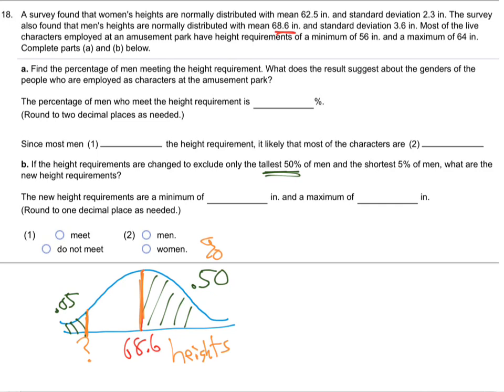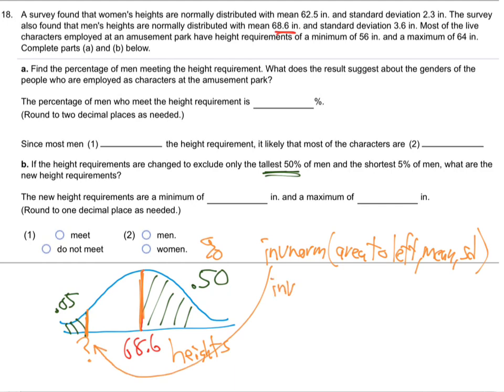So they want to know what are the heights, in inches, for the outfits. So yes, it's inverse norm. Inverse norm always means area to the left, comma mean, comma standard deviation. You know it quite well, huh? So if I want to find this spot, inverse norm, what's the area to the left of this spot? 0.05. Yeah, it's right there, 0.05.